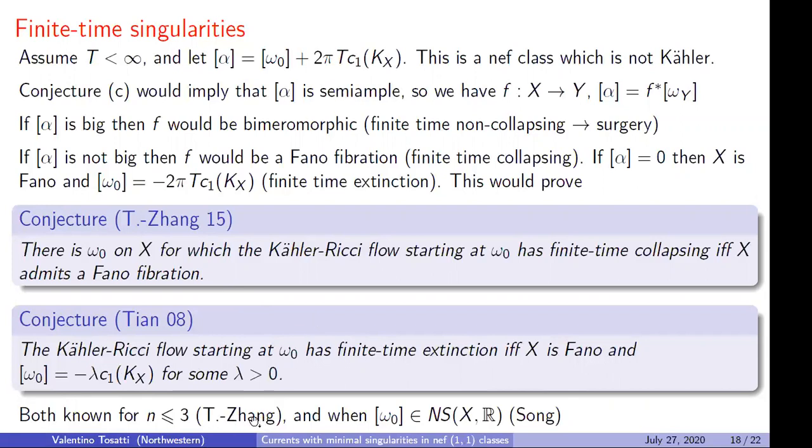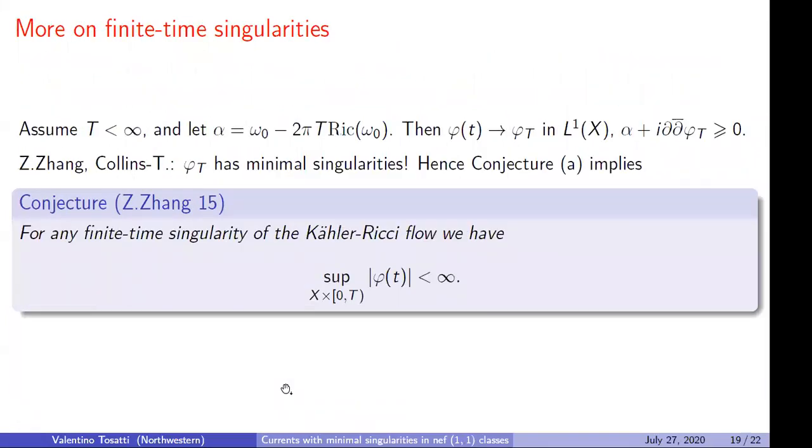So you can see the paper with Zhang that we wrote about this. And yeah, this one was explicitly formulated by Tian quite a few years ago. And for infinite time, still for finite time, it would also imply a conjecture of Zhou Zhang, that if you have a finite time singularity, you actually have a uniform bound for the Kähler potential along the flow all the way up to the singularity. Because again, Zhou Zhang in a special case, and then with Collins in general, we proved that at a finite time singularity, you can always take a limit in L1, say, to a quasi-PSH function in the limiting class, and we proved that this always has minimal singularities. So even part A of the conjecture would imply that the phi is bounded, and one can easily prove that then along the flow it is uniformly bounded.